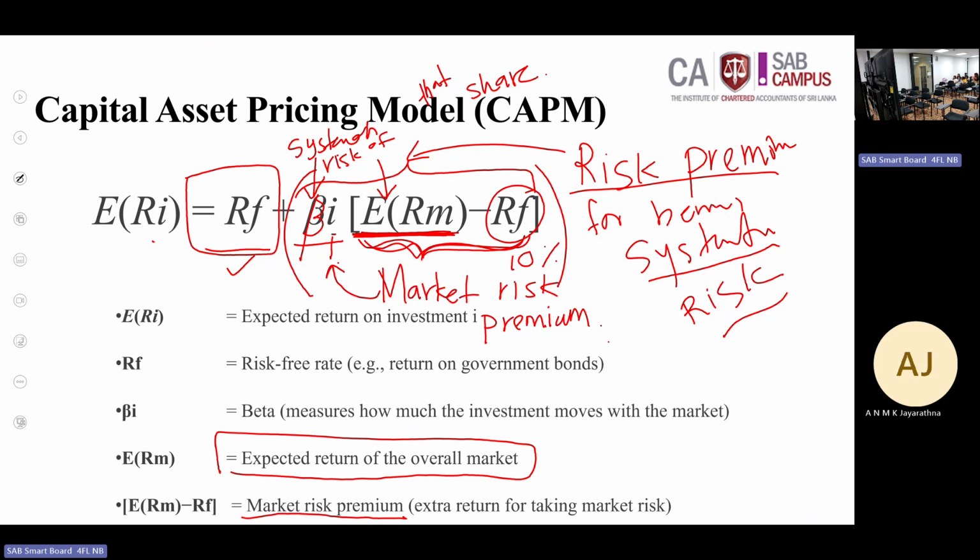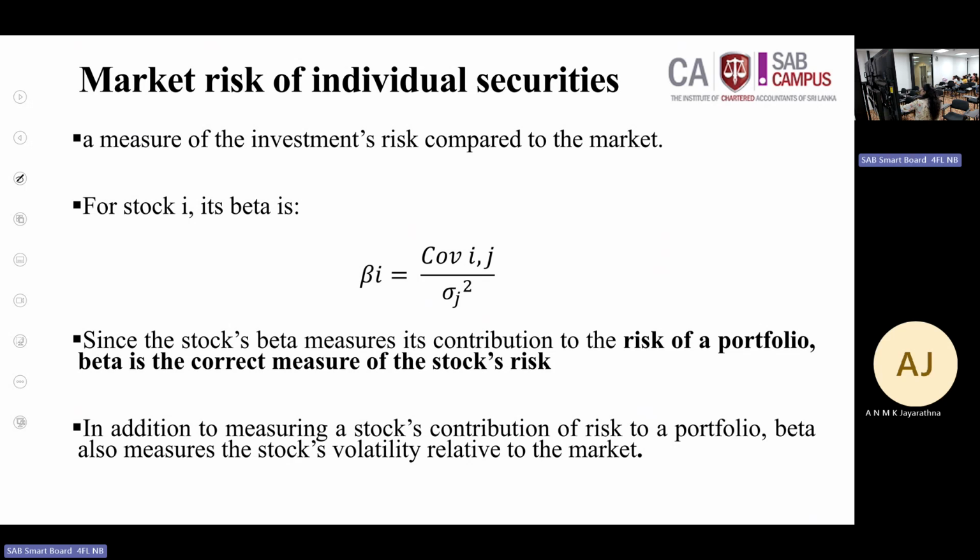This is the stock I, and this is the systematic risk of the stock market. Systematic risk of stock I. Here it's given how we can calculate the systematic risk of asset I. Below, it shows the way of calculating it.